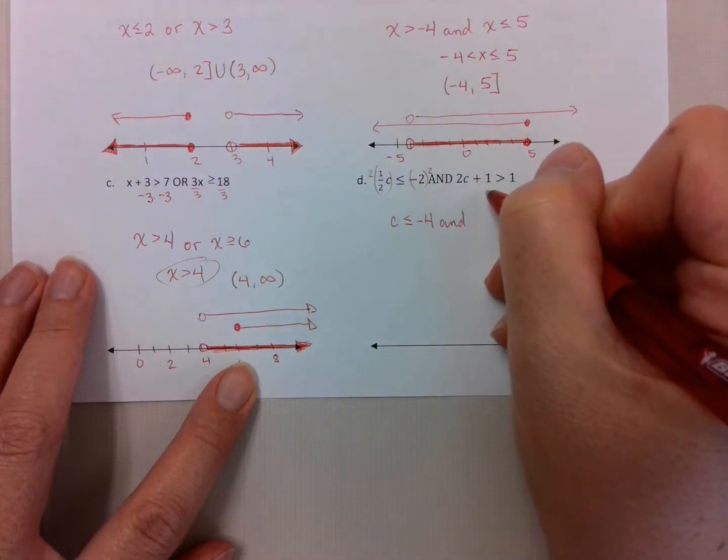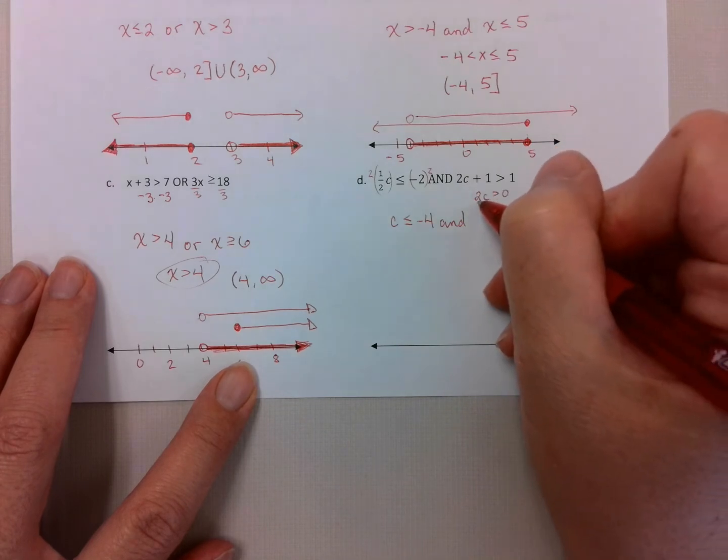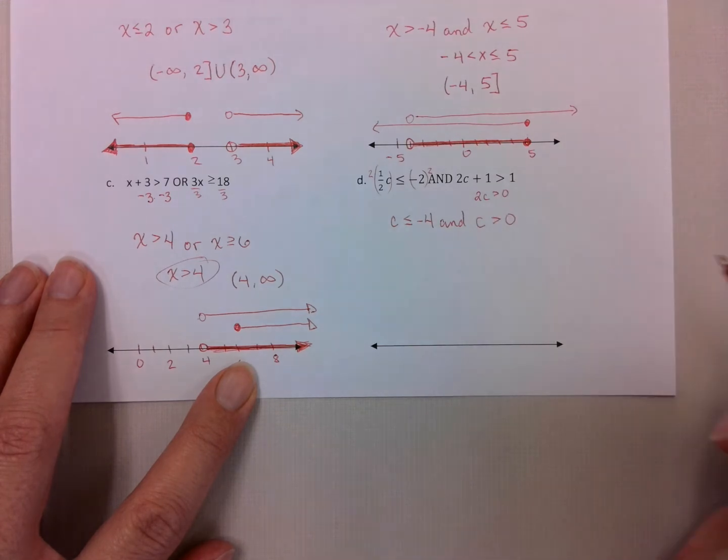And then we're going to have to do 2 steps here. So 2C is greater than 0. And that's okay. Divide by 2. And I get C is greater than 0. So those are my answers.